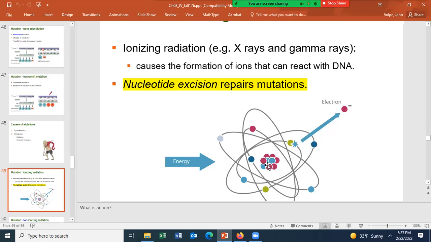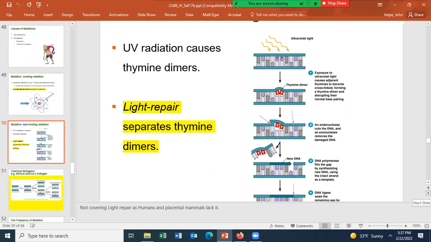These ions can then react to DNA, increasing the rate of a mutation. So that's why you shouldn't be exposed to ionizing radiation like X-rays, because they'll hit a molecule, creating an ion, and then the ion can damage the DNA. Any question about ionizing radiation? If not, let's talk about non-ionizing radiation.